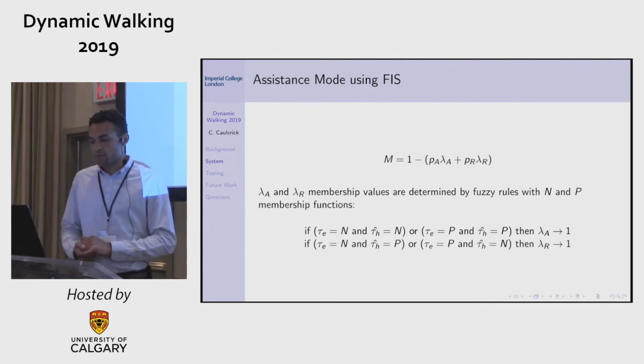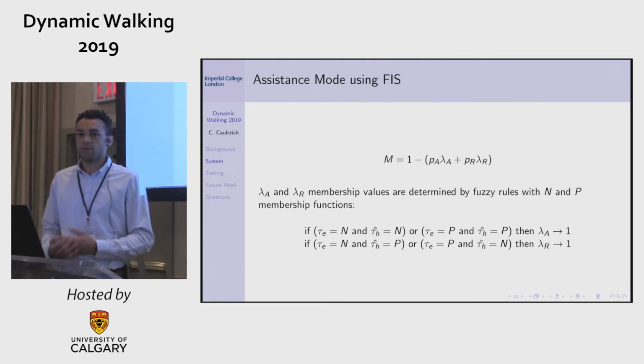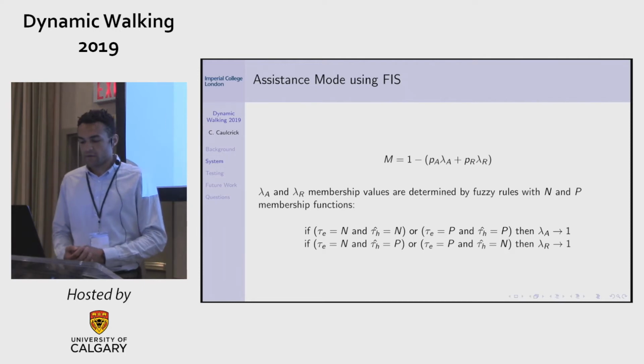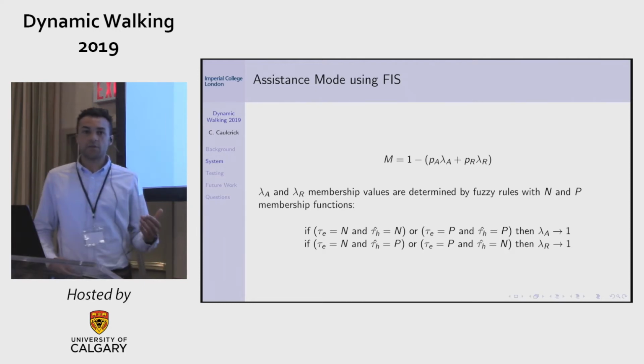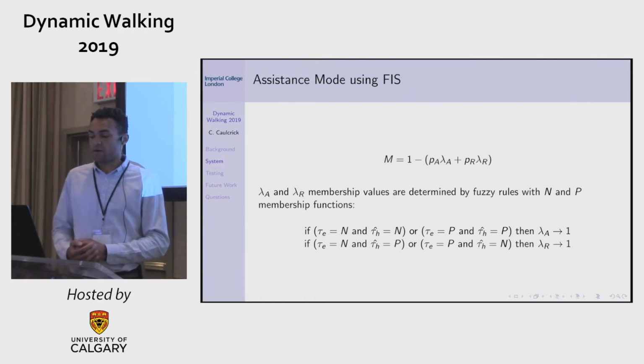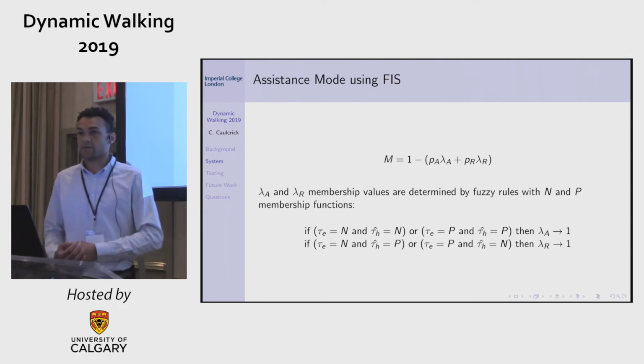Our fuzzy inference rules are fairly simple, and they're based around N and P membership functions, which are for negative and positive. The way it works is that if the exoskeleton torque and the estimated human torque are working together, then our lambda A tends towards 1, and if they're working against each other, then our lambda R tends towards 1.